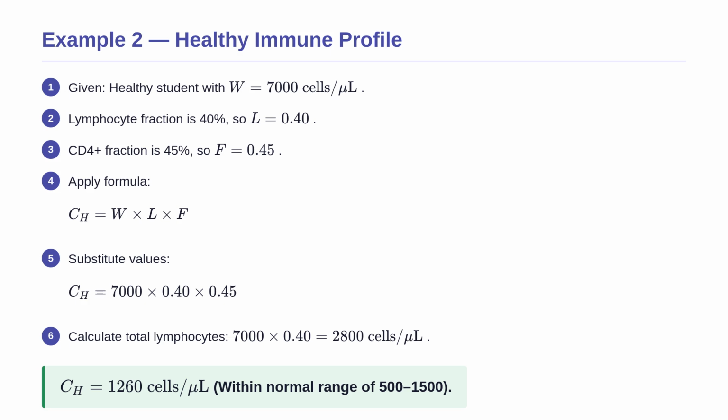Finally, multiplying by 0.45 gives us a final answer of 1,260 cells per microliter. This value falls perfectly within the normal healthy range of 500 to 1500, meaning this student has a robust, fully functioning immune system.